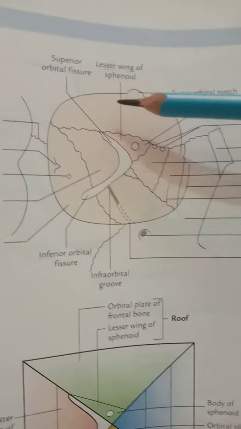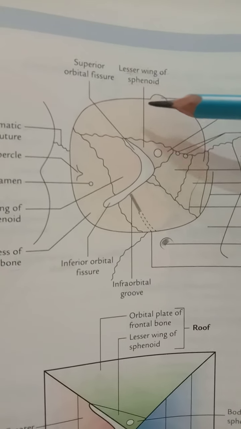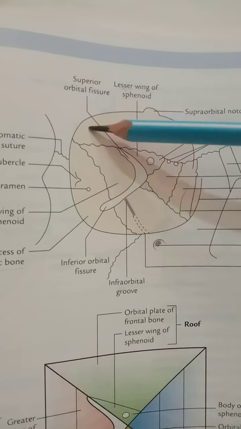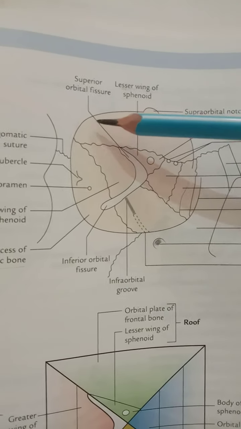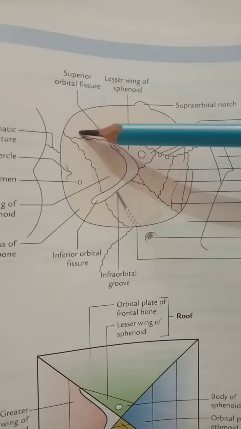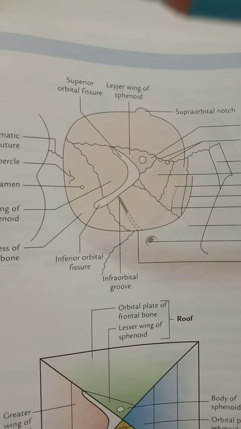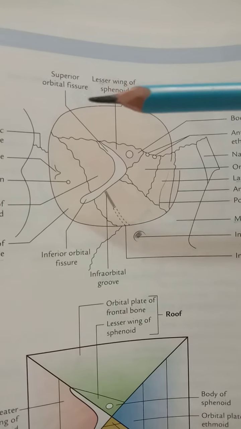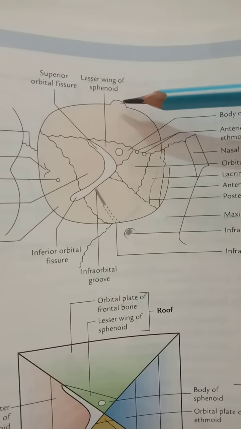Then the roof. On the lateral side of the roof, it shows a fossa for the lacrimal gland, called the lacrimal fossa. Then the trochlear notch or spine at the anteromedial side, so this one.